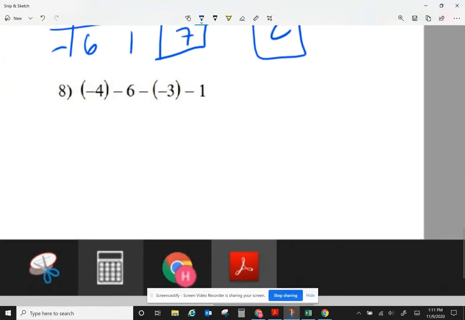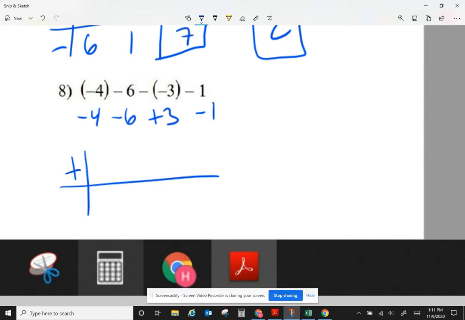Lastly, let's take a look at question number 8. Let me write this as a minus 4 minus 6 plus 3 minus 1. I'm going to separate positives and negatives. Negative 4, so I'm going to put it with the negatives. Negative 6, I'm going to put in the negatives. Positive 3, and then negative 1. Let me create a box at the end. Positives, I only have a 3. Negatives, 4 plus 6 plus 1, I have 11.